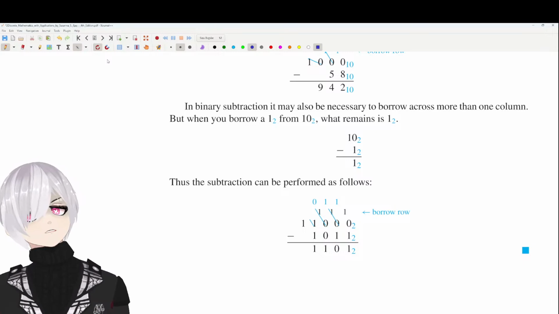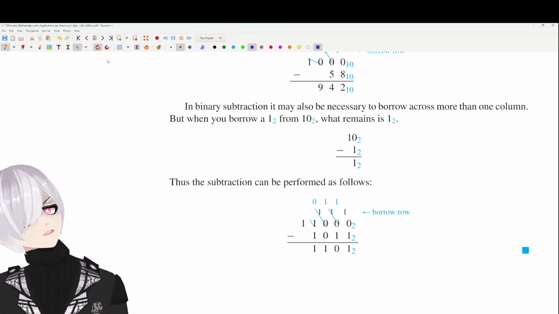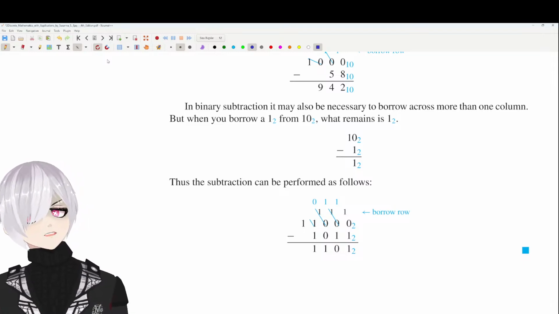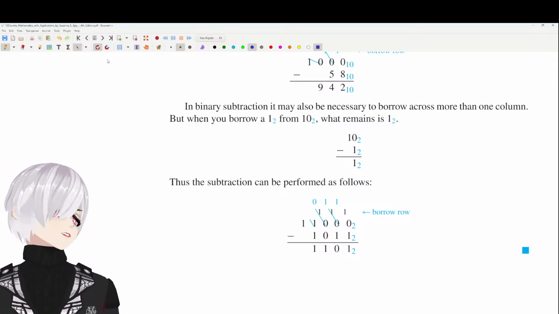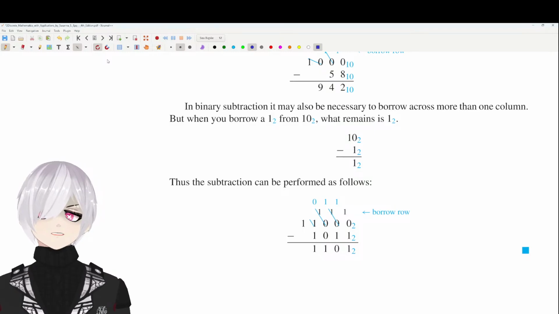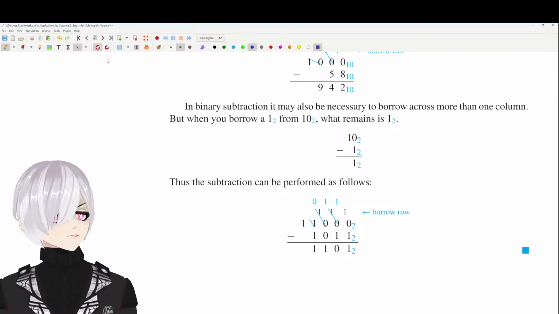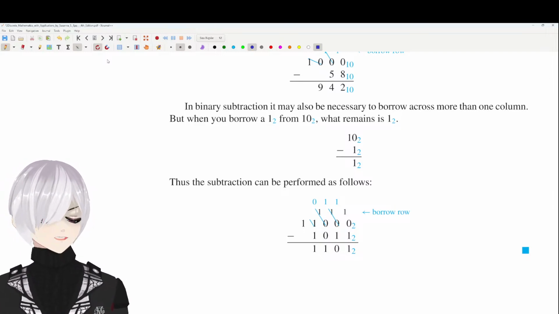I think that I'm still pretty weak here though. I don't feel super confident in my proficiency at subtracting in binary. Yeah, it's hard.